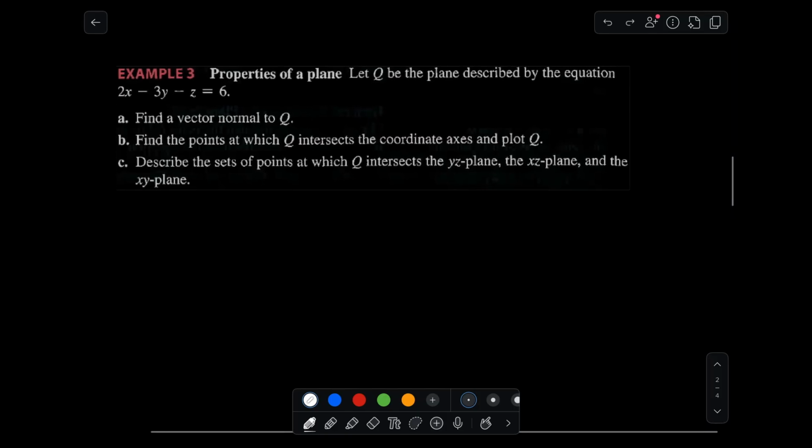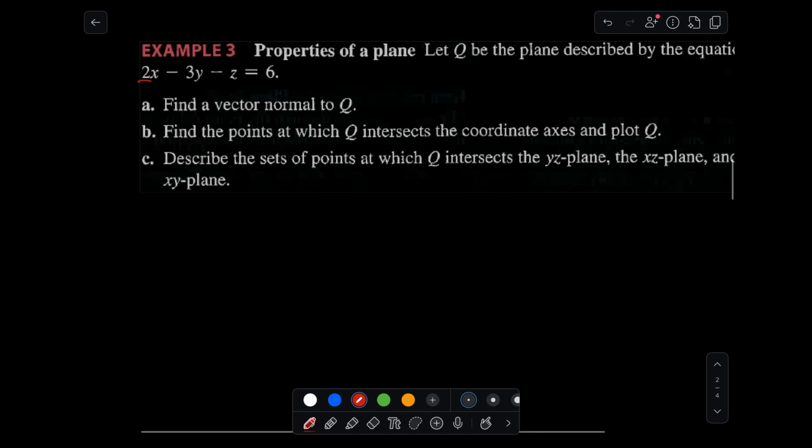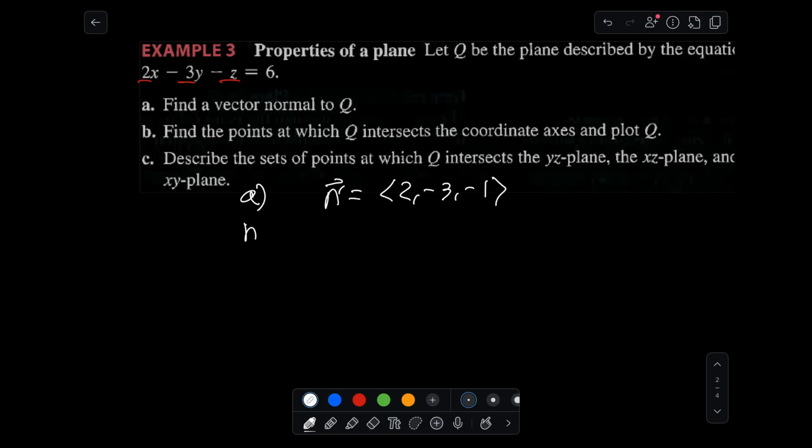Example 3 goes a little bit more into the technical stuff, like the rules and properties of it. Given what we know now, if you want to try this on your own, feel free to pause the video. So let's jump right into it. Finding a vector normal to Q, nice little shortcut. We know that this is just each of the x, y, and z components. So A is just going to be, let's call that n, like that. Perfect.